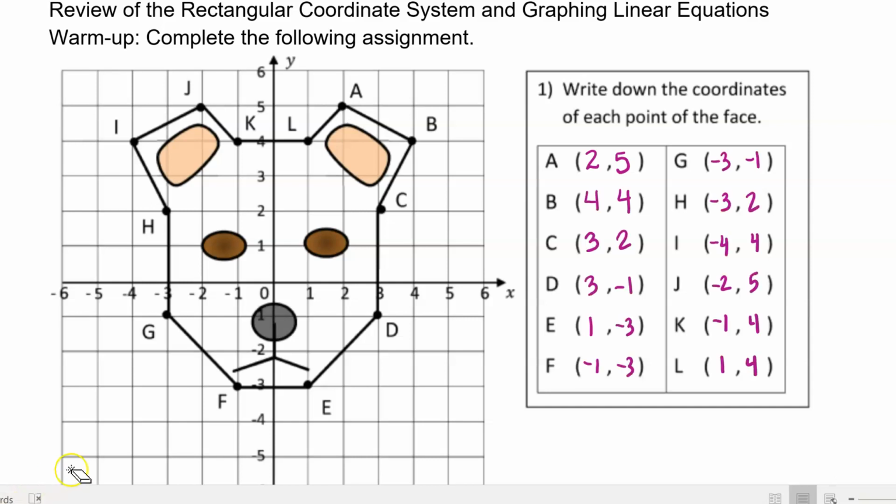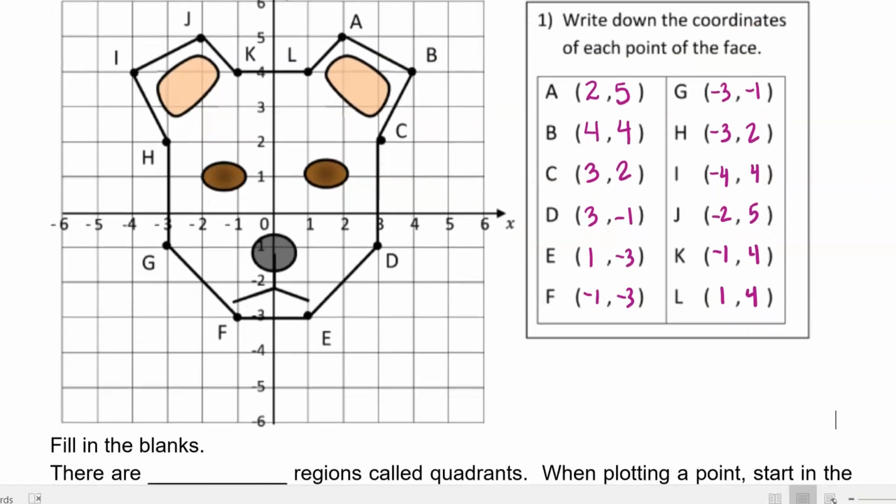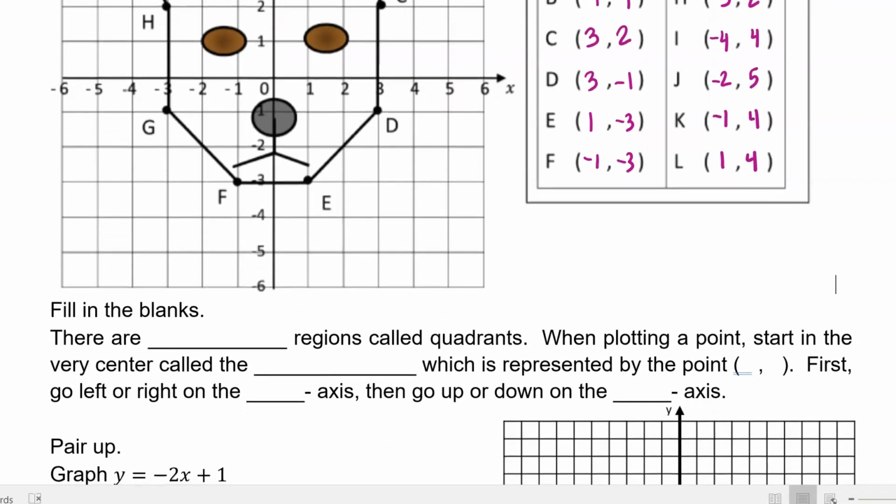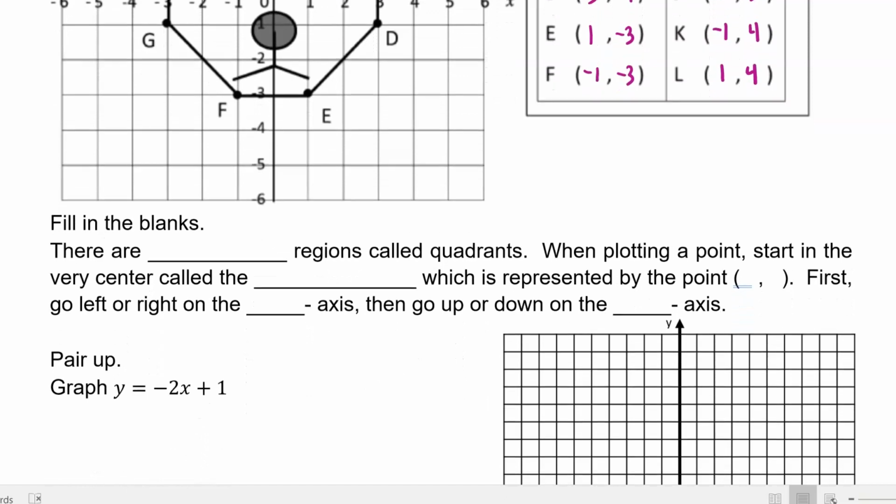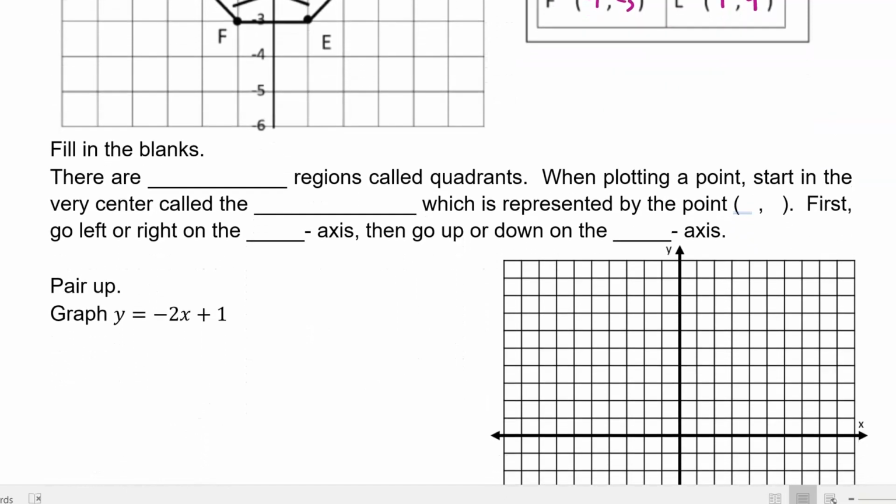Okay, so now go ahead and check your answers. The answers are already written here. And we're going to move on to the next part of the lesson. So for the next part, I want you to fill in the blanks. So there are blank regions called quadrants. So pause the video again and fill in the blanks.